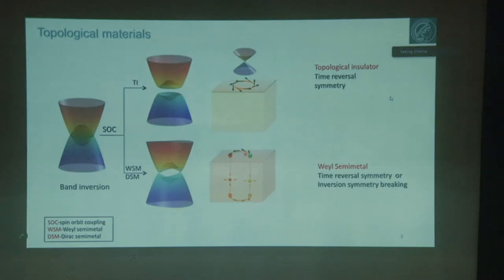So this type of material is theoretically calculated. But the main problem is how do we recognize it? How do we measure this property, where a topological insulator conducts only on the surface while the bulk is insulating? And how do we recognize this surface transport, not bulk transport, in a Weyl or a Dirac semi-metal?